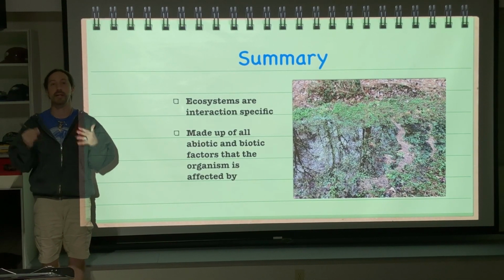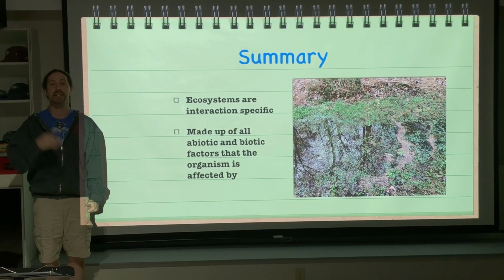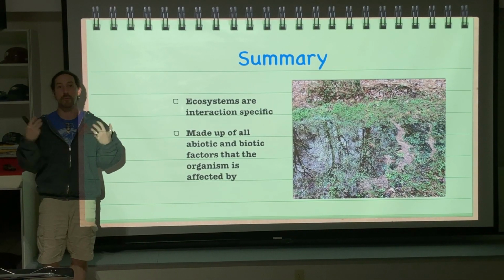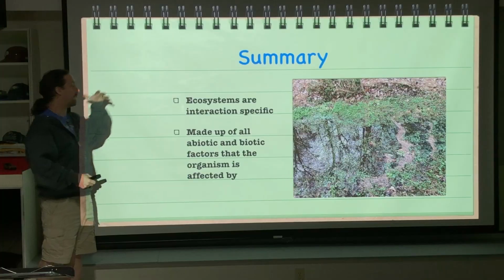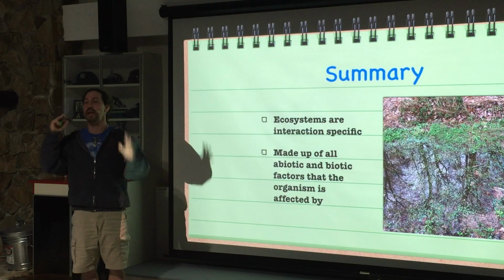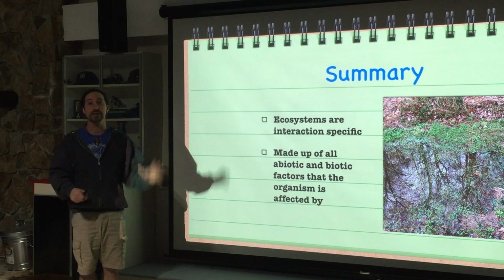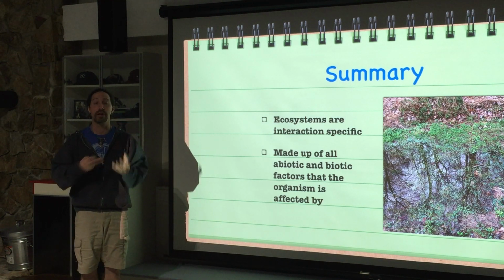It can also be an indirect interaction. The key is that there is an impact upon these species in some fashion. And remember, it's made up of both the abiotic and the biotic factors. So both the living factors and the non-living factors within our environment are all going to be part of our ecosystem.